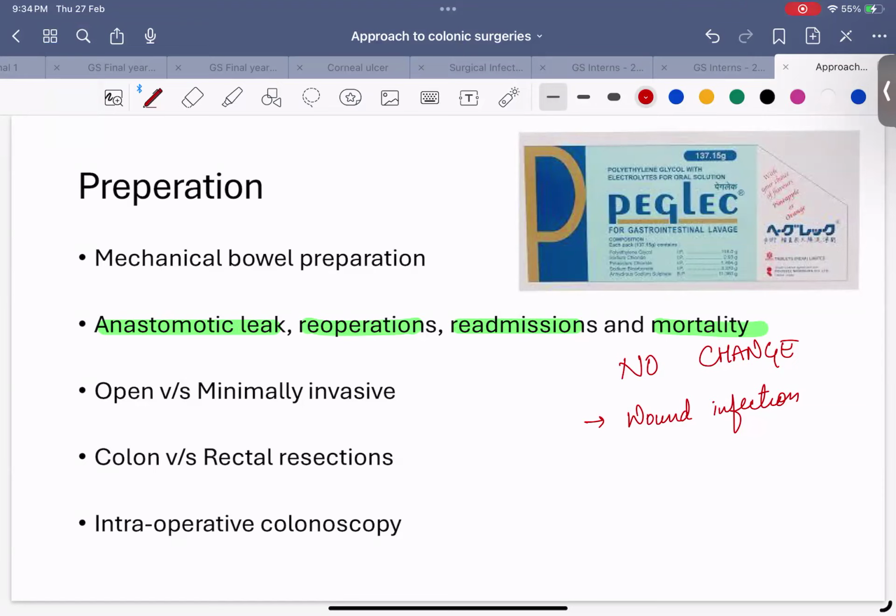Oral prophylactic colonic antibiotics, one day prior. IV won't change, because oral antibiotics act directly on the colonic bacteria. The absorption will be minimum, so the bioavailability will be available only in the gut and will reach the microbiota.